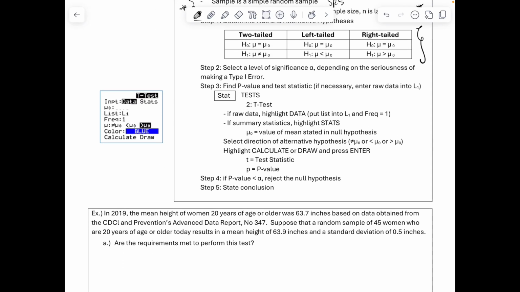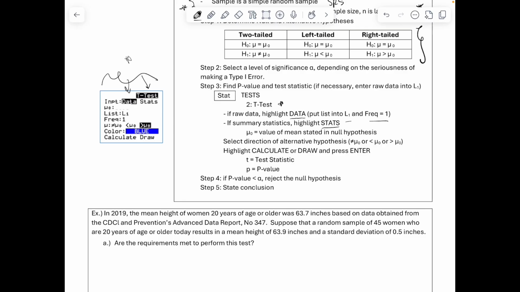To do this, we're going to go to stat, go to test, and we're going to go to t-test. And so there's 2 options here. You can either have raw data, so that's like a list of numbers. And if you do, you're going to highlight data and put your numbers into L1 and set the frequency equal to 1. There is a screenshot over here on the left that shows you the data. The other option is stats, so summary statistics are known. You're going to highlight stats and enter in all those values that it asks for.